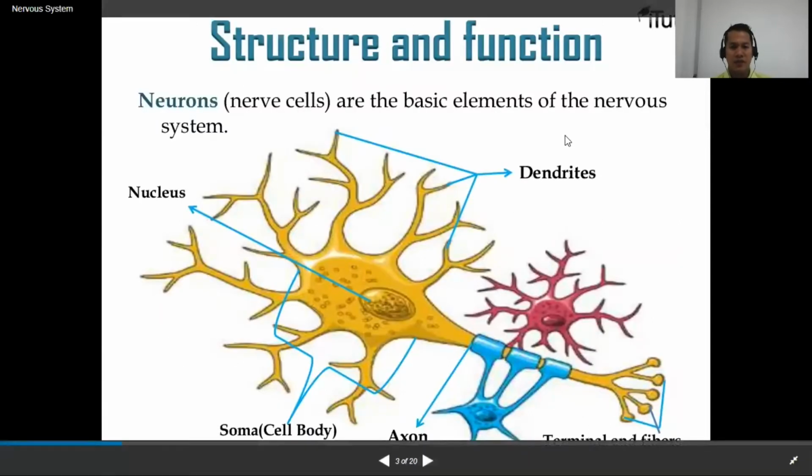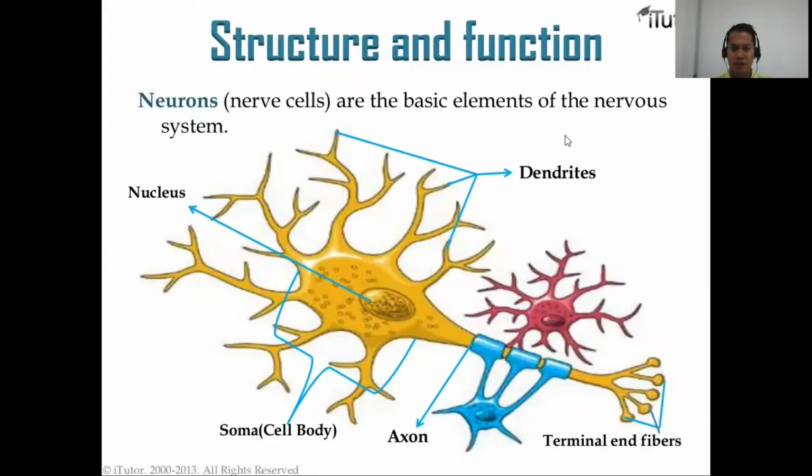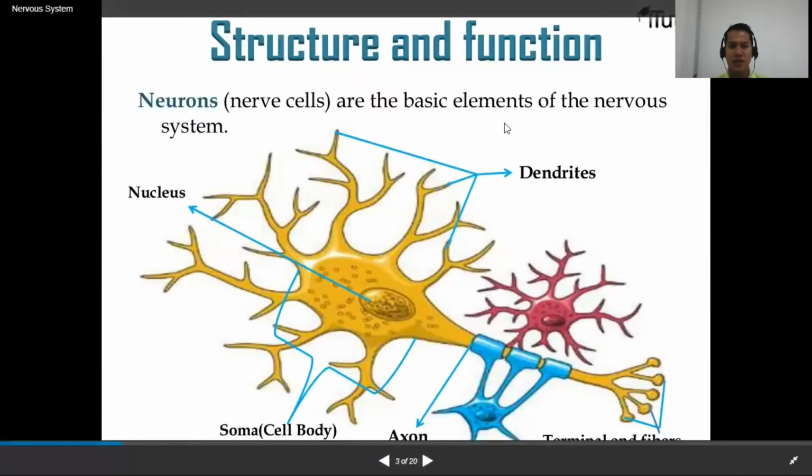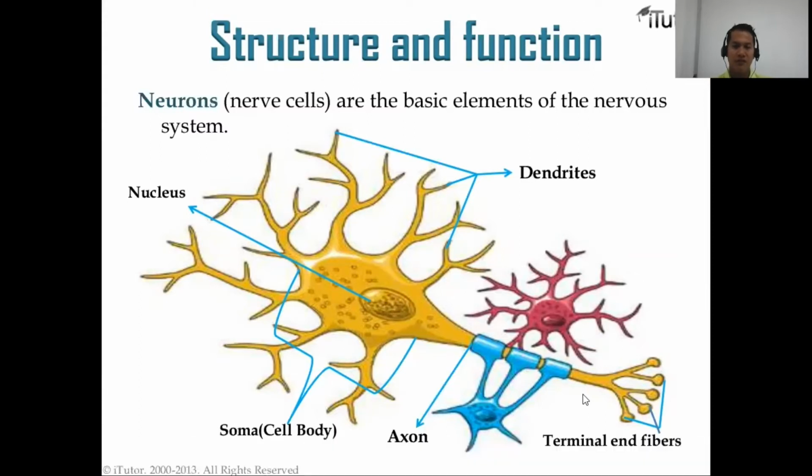Basically, we have the neuron as the basic unit. So let's talk about the structure and the function of the neuron. These are the basic elements of the nervous system. So this is the nucleus of the neuron. All these are dendrites. This is the axon right here, and these are the terminal end fibers. Okay.